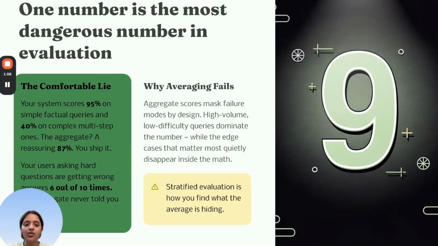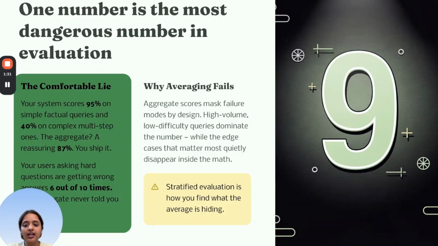Say, I'm a premium gold member. I placed an order on 17th of this month. When am I going to get my delivery? What is the refund process? That is a complex query. The aggregate comes out to be 87%. So is that right? I don't think so.